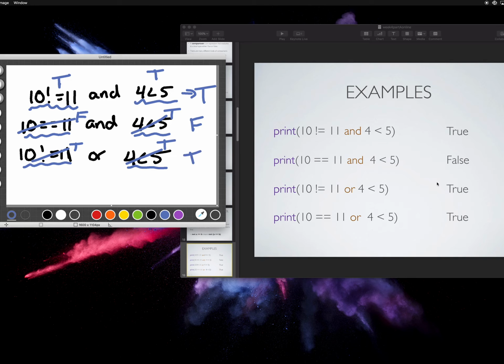Alright, last one. 10 equals equals 11, or 4 less than 5. Again, comparisons first. We've already done these comparisons, so we know this is false. We know this is true. So we have false or true. Now again, the rule is with or, only one of them has to be true for the whole thing to be true. So false or true, since this one is true, whole thing's going to be true. So that one comes out to true.